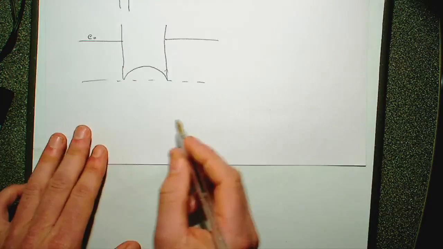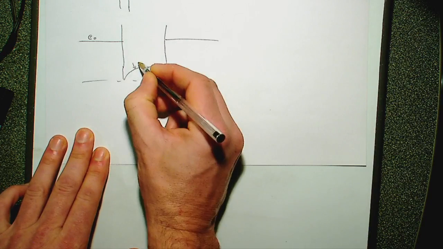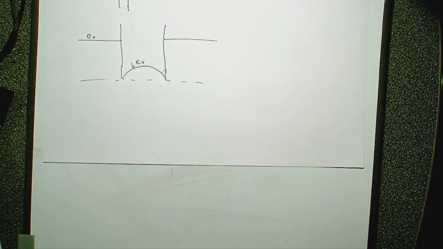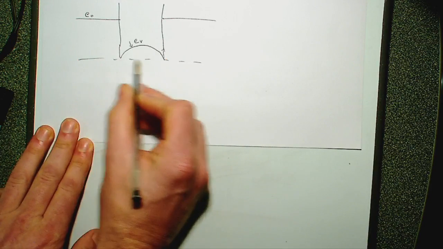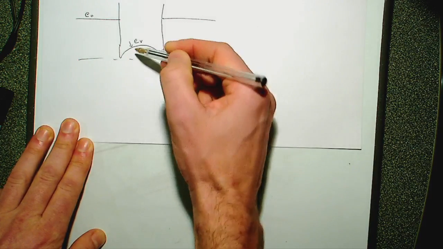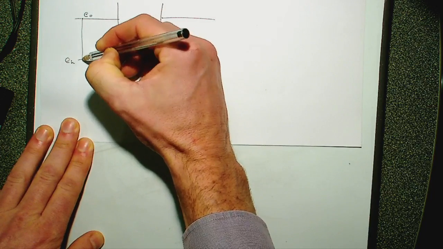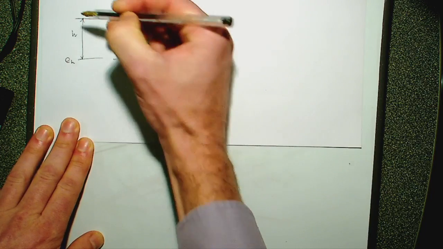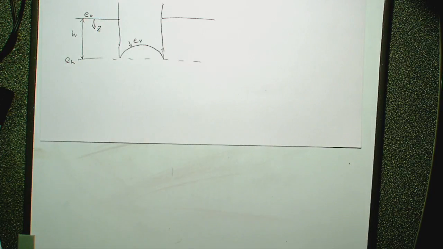So vapor pressure over this curved surface, I'll call EV. And the pressure at the same level as the level inside the tube, we'll call EH. It's the pressure at depth H in the fluid below the surface. Z is measured going downwards in this system. Is that okay? You follow the diagram? Okay.